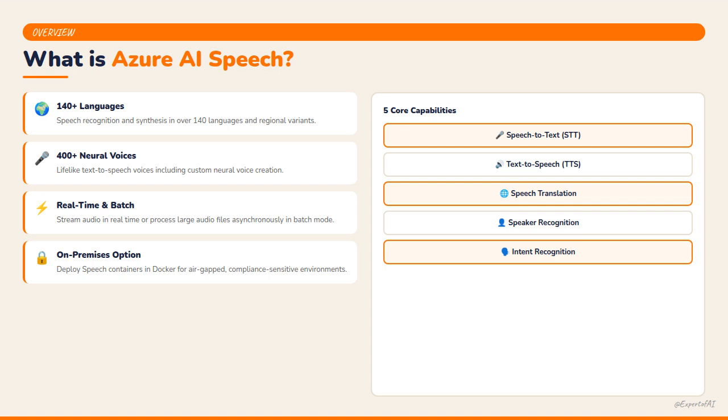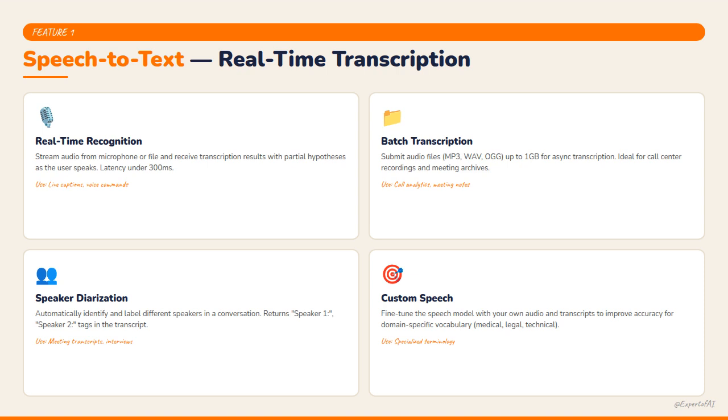Let's start with speech-to-text, the most widely used capability. Real-time recognition streams audio from a microphone or file and returns transcription results with partial hypotheses as the user speaks, with latency under 300 milliseconds. Batch transcription handles large audio files, MP3, WAV, OGG, up to 1 gigabyte, processed asynchronously. This is perfect for call center recordings and meeting archives.